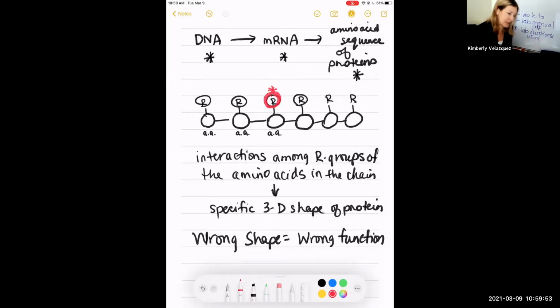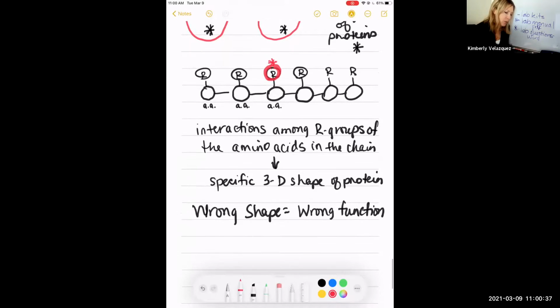We get the wrong amino acid when we have the wrong code on the DNA. The wrong code on the DNA is going to give you the wrong code on the messenger RNA, and that's going to give you the wrong amino acid sequence of the protein. So even just having one base that's wrong can give you the wrong shape of the protein. We're going to talk a lot about genetic disorders in this class, and the basis for every single inherited human genetic disorder is that the wrong base on the DNA gives you the wrong base on the messenger RNA, which gives you the wrong amino acid in the protein. The protein has the wrong shape, and therefore it doesn't function correctly.